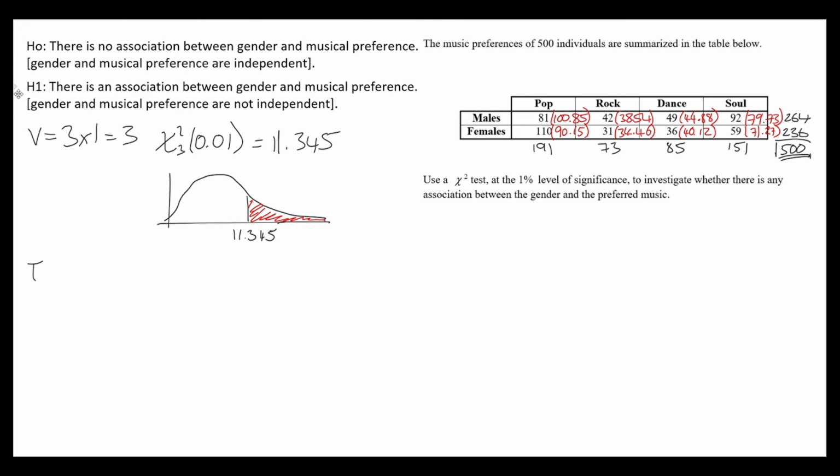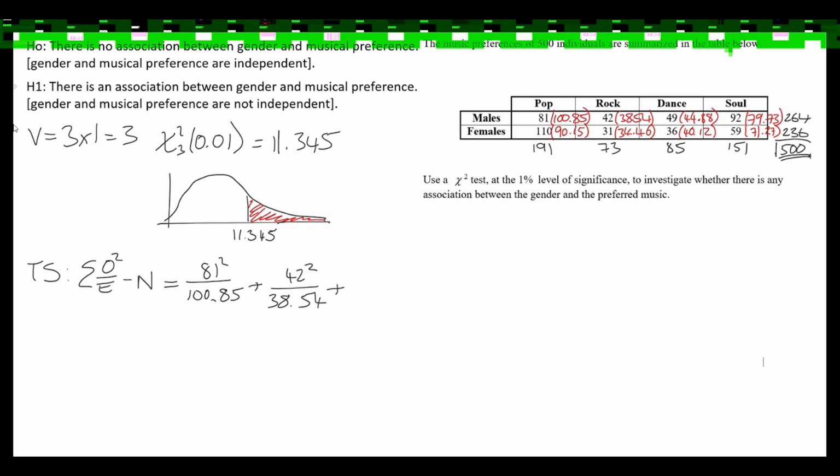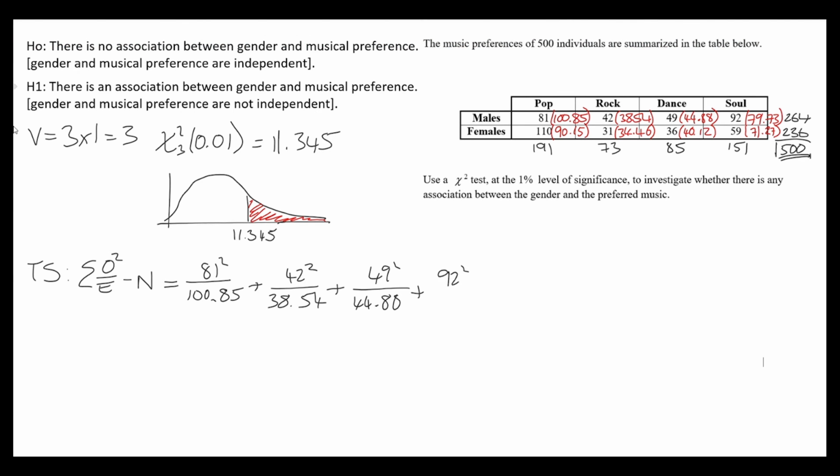Okay, to calculate the test statistic, I'm going to use the sum of the observed squared over the expected, minus the grand total. So for each of these cells, it's the black frequency squared over the red frequency, and we'll do that for all 8 of these. I'm going to write it out, as there are some marks for that in the exam. And then I'm going to type it into the calculator to get our answer.